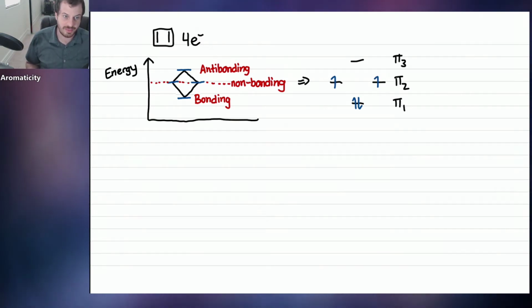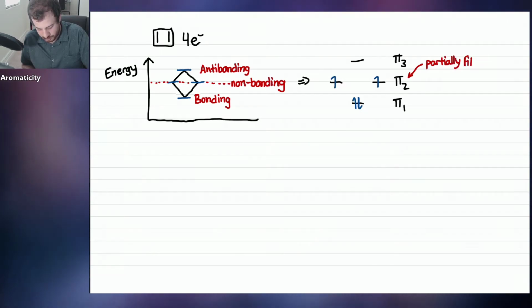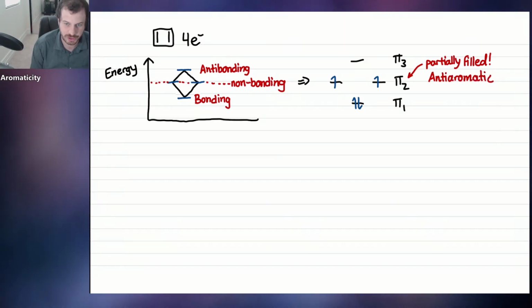Uh-oh. This means we have partially filled orbitals. You see how these 2 orbitals are partially filled? They're not completely filled. If you end up with partially filled orbitals when you draw your Frost circle and you draw your molecular orbital diagram, that is anti-aromatic. You do not want partially filled orbitals when you're drawing one of these diagrams.